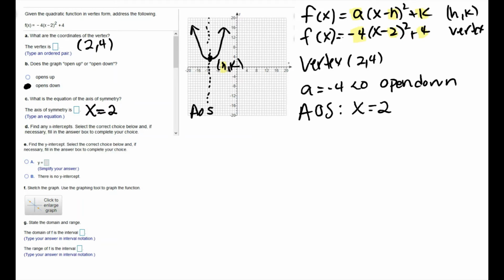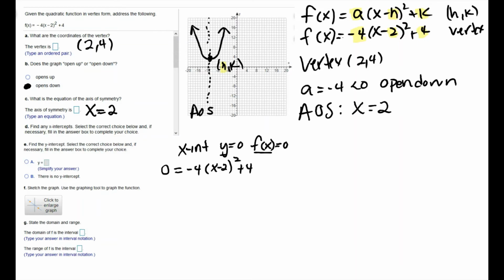Okay, the next part says find any x-intercepts. So let's find our x-intercept. The way you find an x-intercept is by letting y equal 0, and we know that the symbol f of x has the same meaning as y, so we're going to set f of x equals 0. 0 equals -4 times x minus 2 squared plus 4.